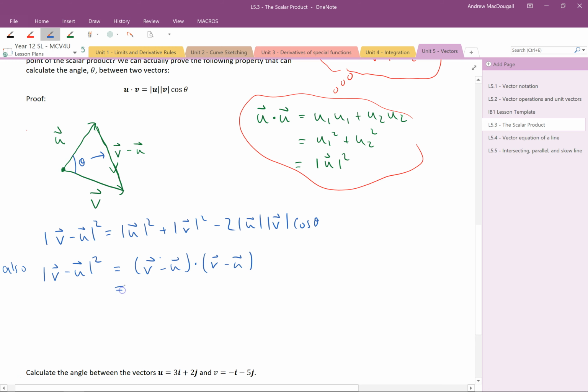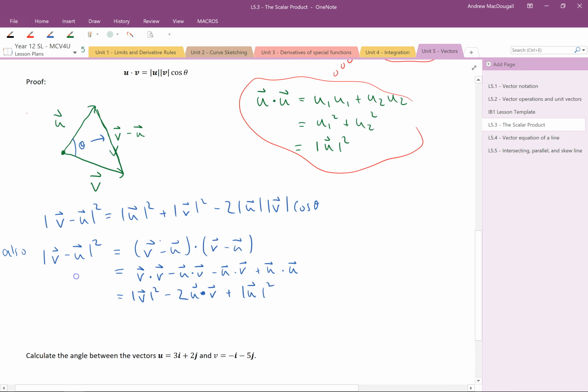And because we can distribute the dot product, we would get v dot v minus u dot v minus u dot v plus u dot u. If you dot something by itself, you get its length squared, so the length of v squared minus 2 u dot v plus the length of u squared. And now we can compare these two.